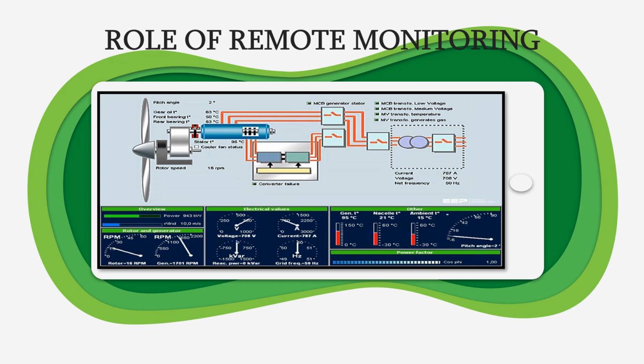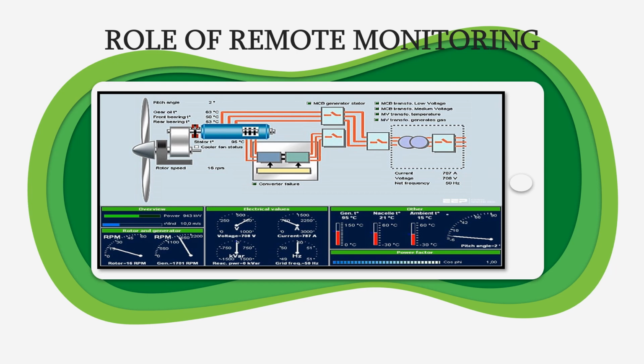Remote monitoring systems continuously collect and analyze data on various parameters such as vibration, temperature, and energy production from the wind turbine's various components. This data is transmitted to a central control room where technicians can analyze the data and identify potential issues.